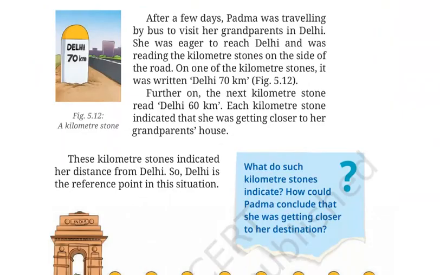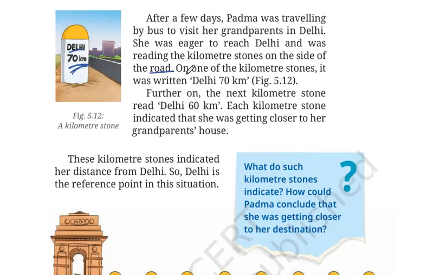Now, after a few days, Padma was traveling by bus to visit her grandparents in Delhi. She was eager to reach Delhi and was reading the kilometer stones on the side of the road. Have you ever traveled by road? If you travel by road to far places, you will see these kinds of stones at various intervals with the kilometer and the city written on them. What does it indicate? It indicates that to reach Delhi you have to travel 70 kilometer more.